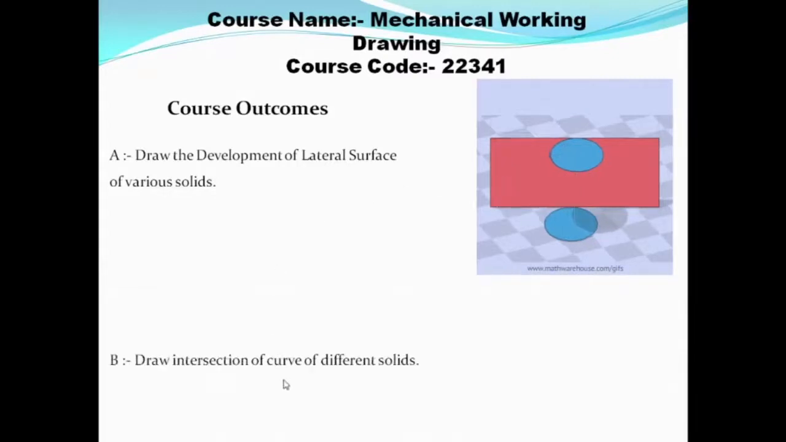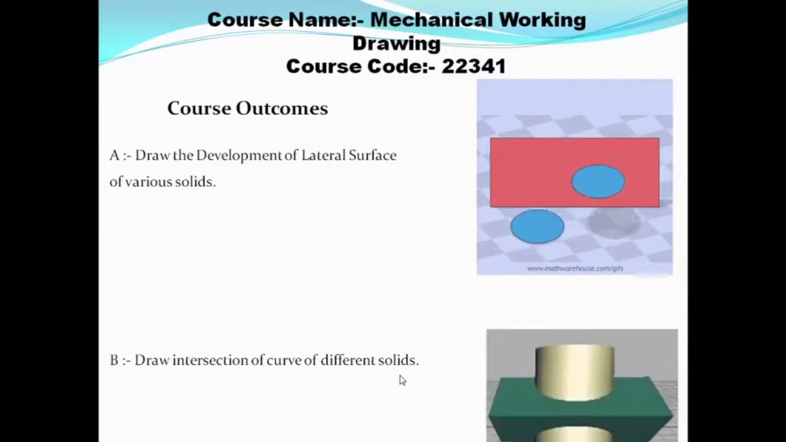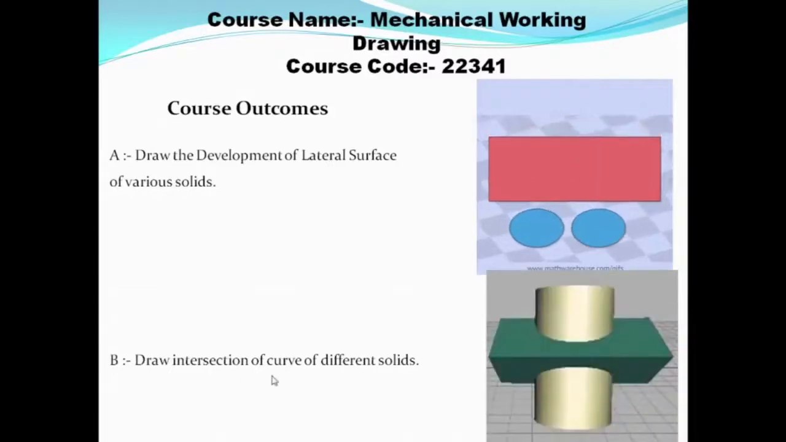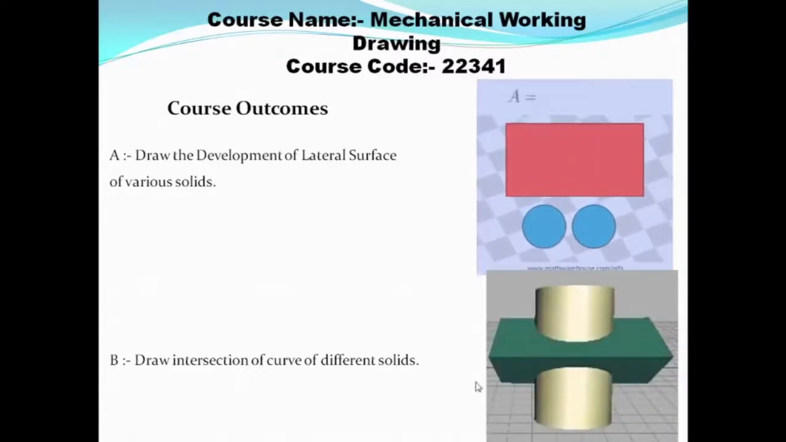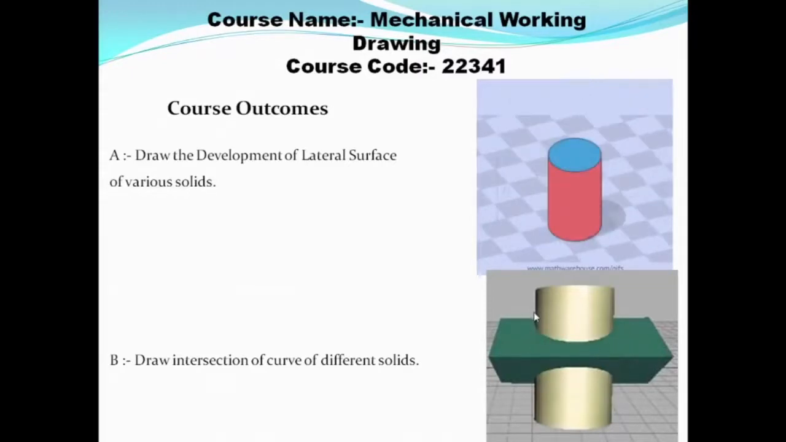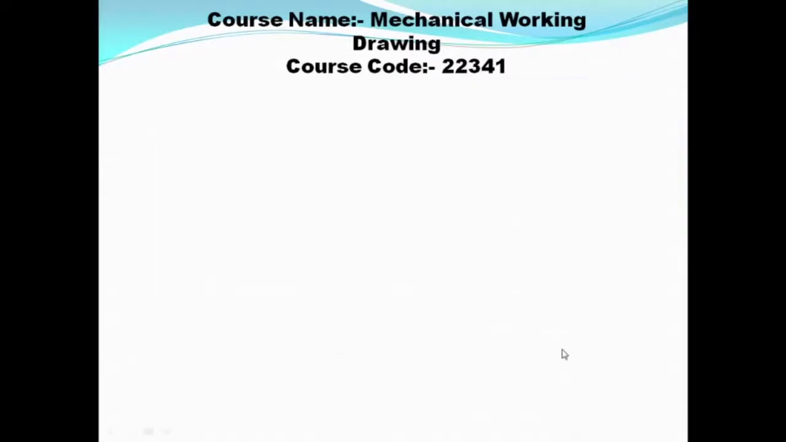Next is to draw the intersection curve of different solids. Intersection means 2 solids intersect with each other, where one is a vertical solid and the other one is a horizontal solid. Hence we can get some intersection lines or intersection curves when 2 solids are intersecting or penetrating with each other.